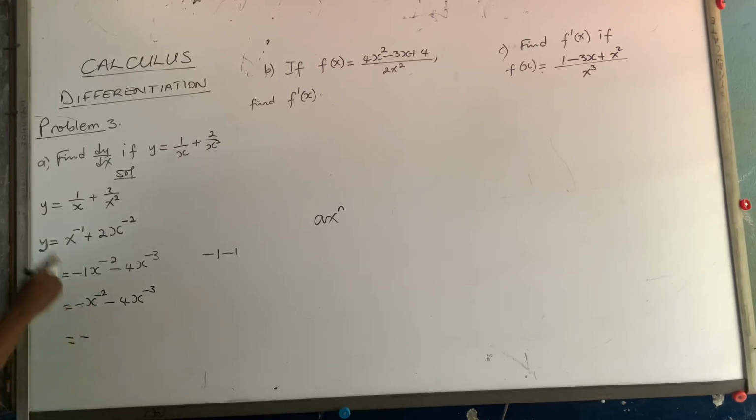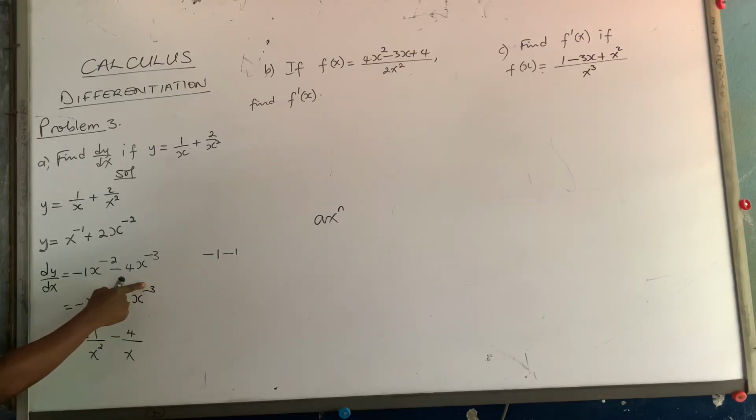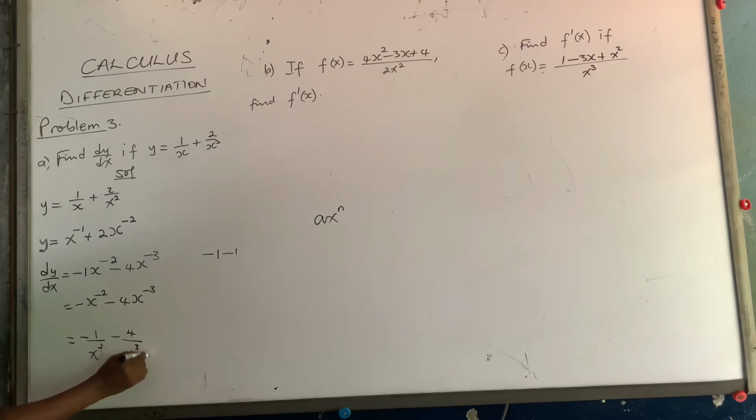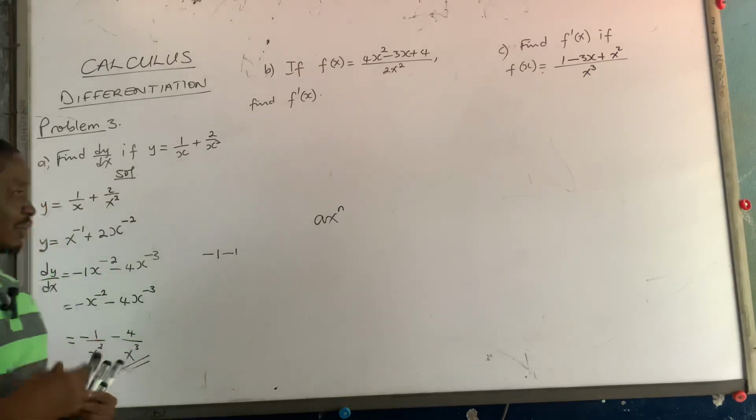So what do we do? We move this x down again. What will remain at the top? Minus 1. When the x goes down, the sign of the index changes to positive. So this is minus 4, and when the x goes down, the sign changes to positive 3. So this is now in positive powers, positive exponents.